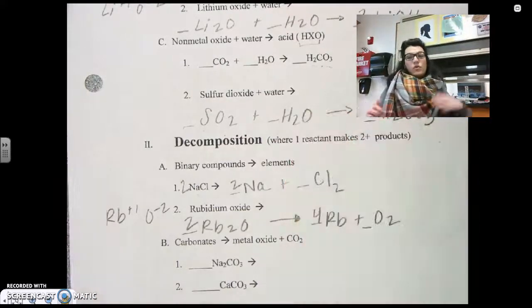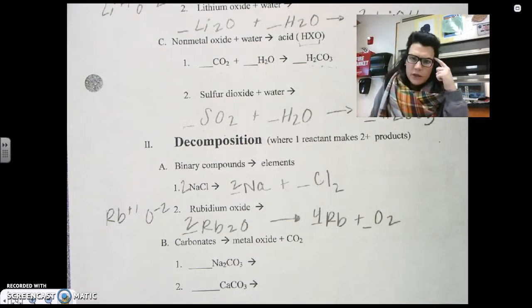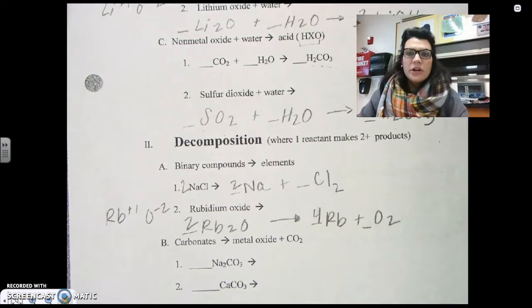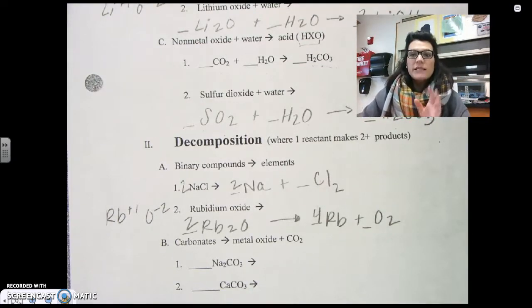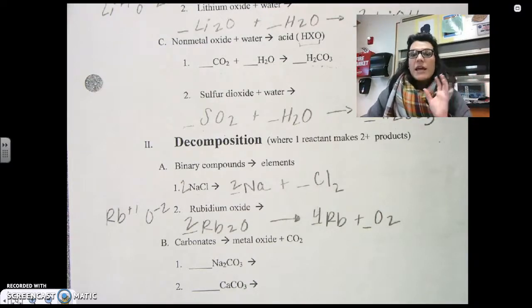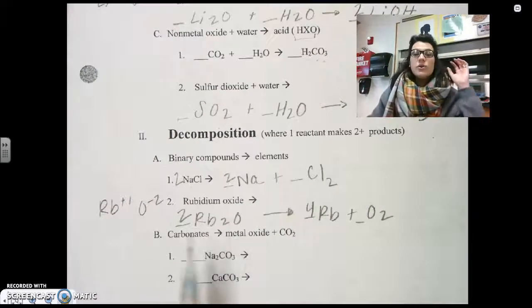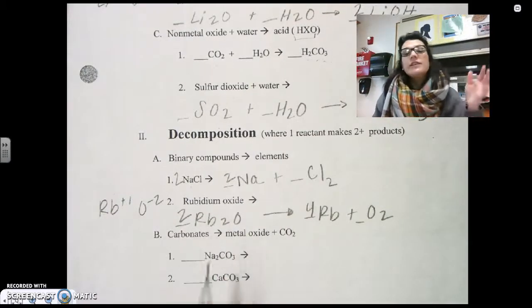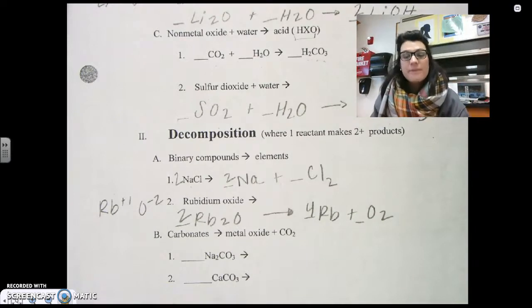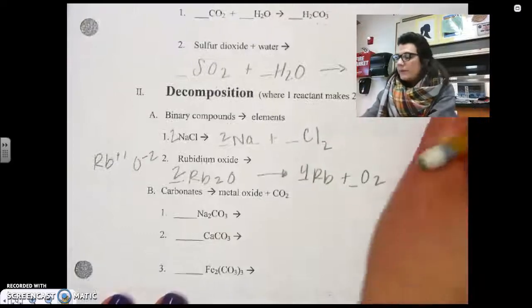Okay? Those are easy. The second one takes a little more paying attention and following what you're given here. The next type of decomposition reaction is a carbonate decomposition, which means you start with a carbonate, and it breaks apart into a metal oxide. The metal that's attached to the carbonate is now attached to oxygen, and you produce carbon dioxide gas. Okay, let's look at an example.